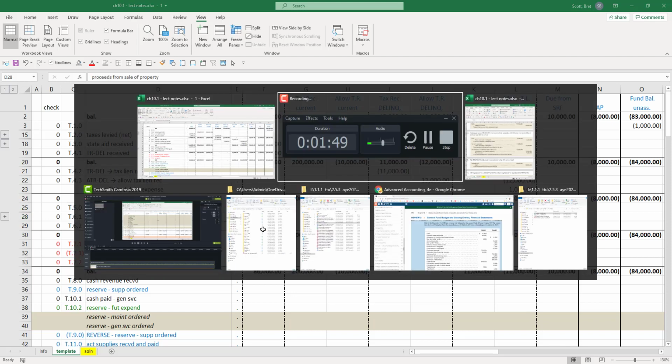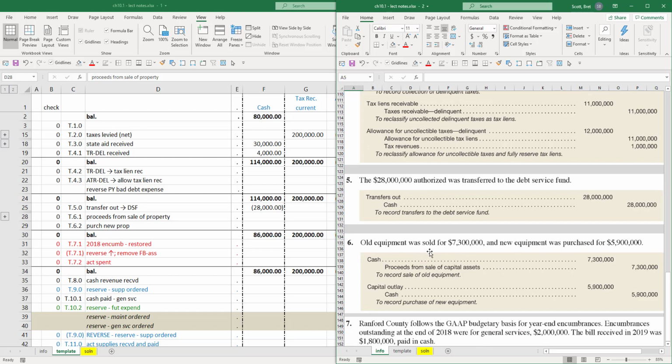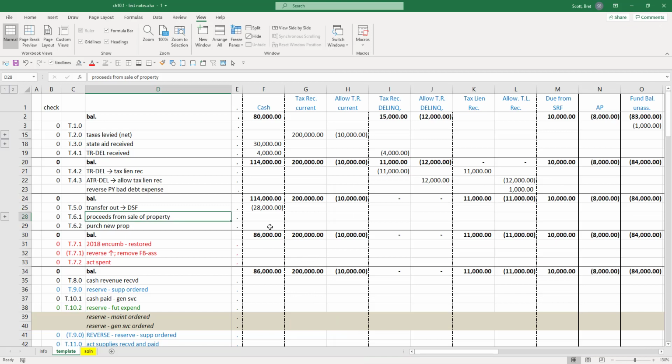Proceeds from the sale of property. That's transaction number 6 down below here. So I'm going to get rid of old equipment, sell it for proceeds of $7.3 million, and I'm going to turn around and buy new equipment at $5.9 million. So let's go ahead and plug those in. First things first, I got cash proceeds. If you recall, $7 million was what we budgeted. 7.3 are the proceeds we actually got. So we got a little bit more. That's just something worth noting.